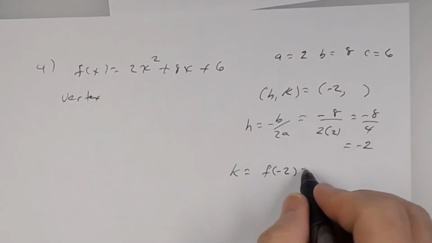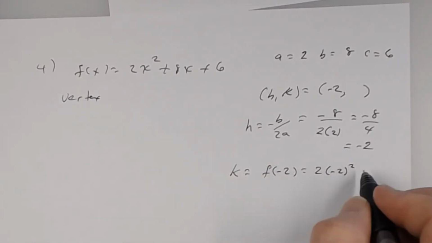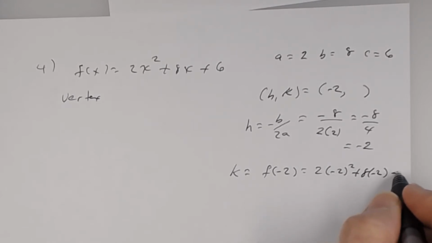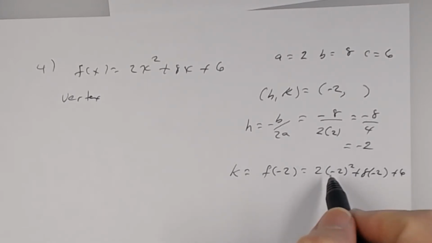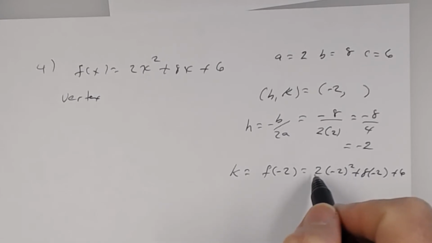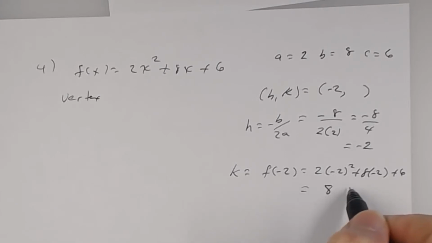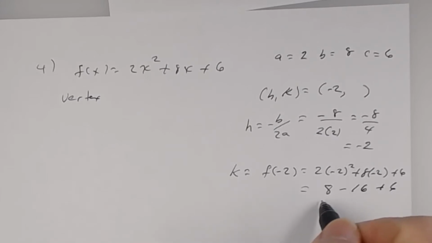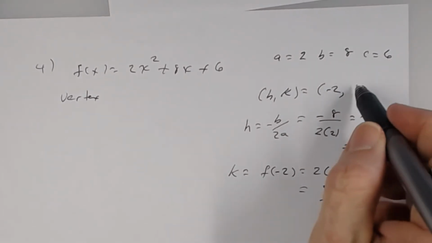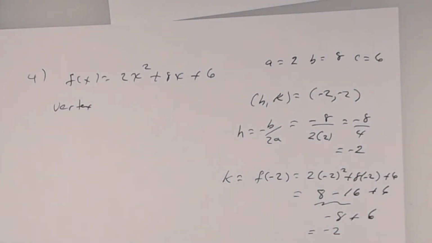So I'm going to get 2 times -2 squared plus 8 times -2 plus 6. Remember, you have to square first before you multiply by 2. So negative 2 squared is 4. 4 times 2 is 8. 8 times negative 2 is negative 16, and then plus 6. So 8 minus 16 is negative 8. Negative 8 plus 6 is negative 2. Is that right? So my vertex is negative 2, negative 2.